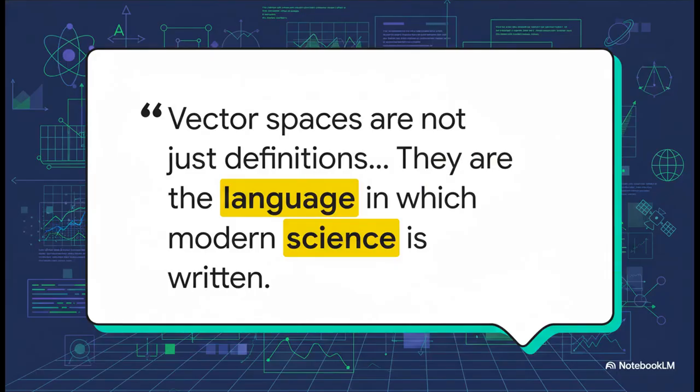I want to leave you with this one last thought. Vector spaces aren't just some dusty definition in a textbook. They are quite literally the language that modern science and technology is written in. Once you learn to spot them, you start to see them absolutely everywhere. So, think about it. What other black boxes in your world could be unboxed if you just had the right language?